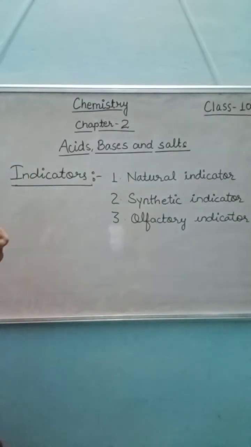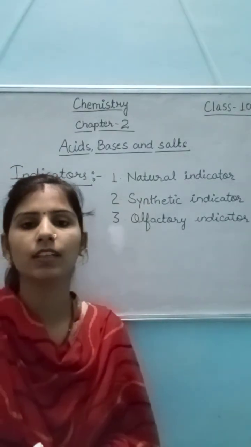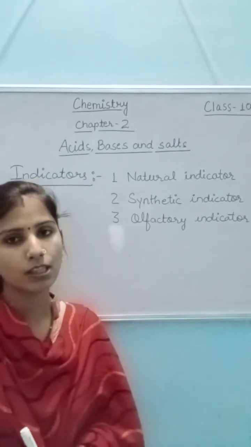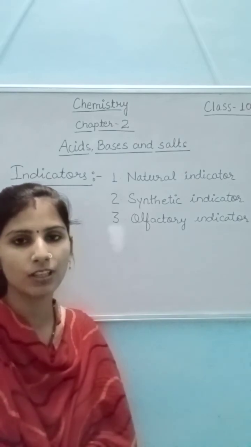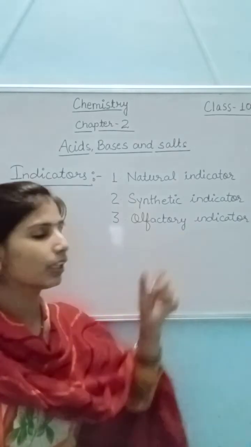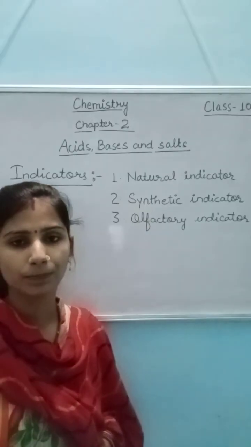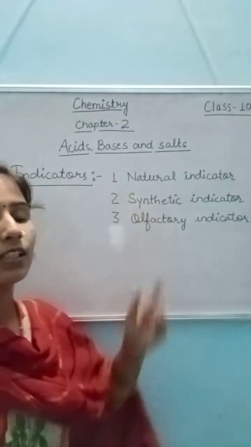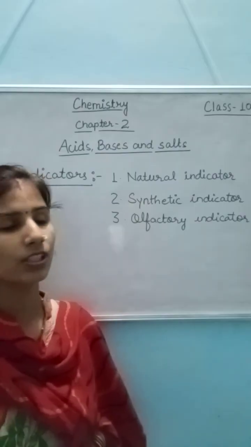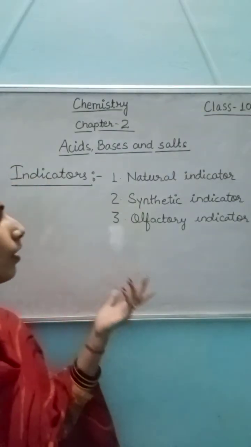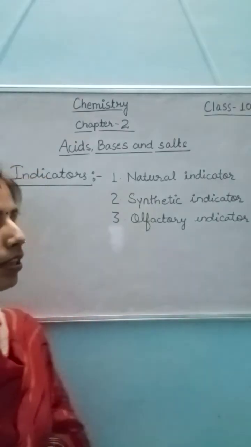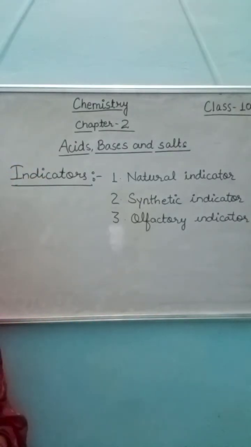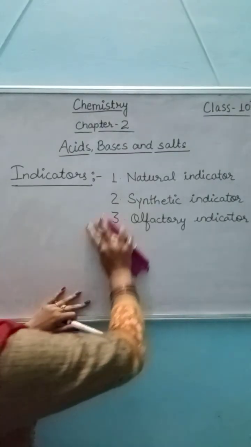Now next is the olfactory indicator. Olfactory indicators are the type of indicator which tell us about acids or bases by changing the smell or odor of the substances. The olfactory indicator changes the smell of substances like onion, garlic, vanilla. These all are examples of olfactory indicators.